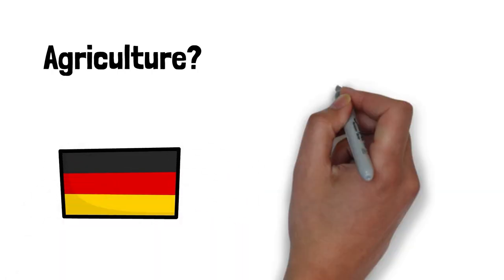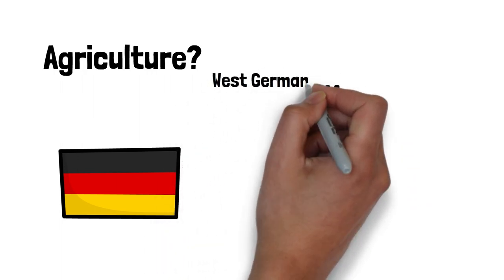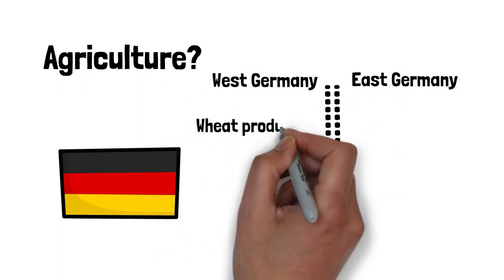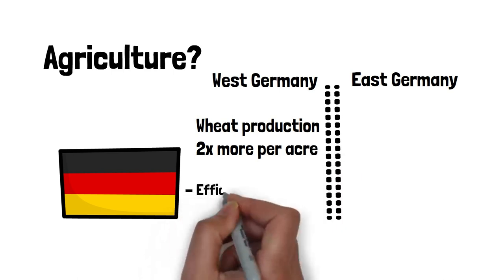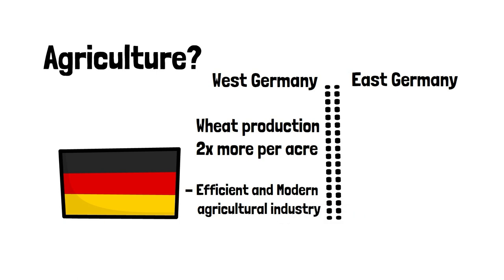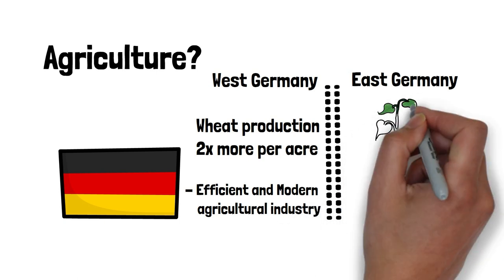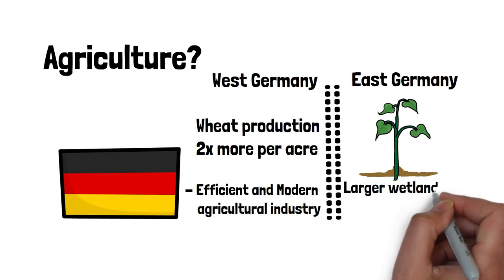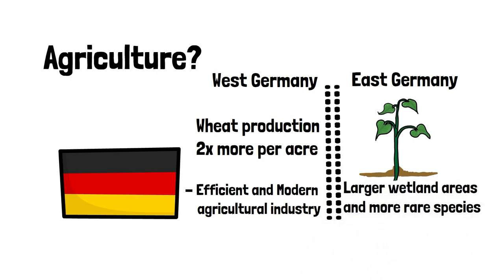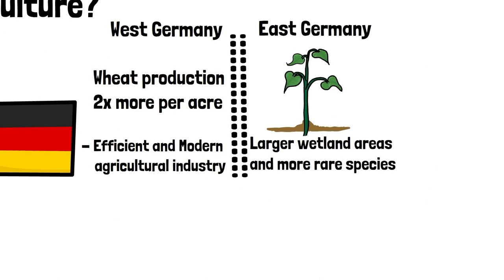In the past, efficient agriculture was seen as depleting the local landscape and wildlife. Take a look at the example of Germany again. During the time when there were West Germany and East Germany, the West produced double the amount of wheat per acre than the East, because the agricultural industry in the West was more efficient and modern. However, the Eastern, less efficient and more old-fashioned agriculture was actually better for the environment, as it has larger wetland areas that have not been drained and overtaken by monocultural crops, and they contain more rare species.